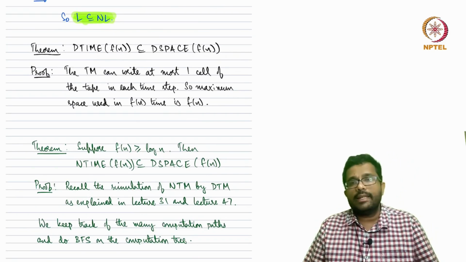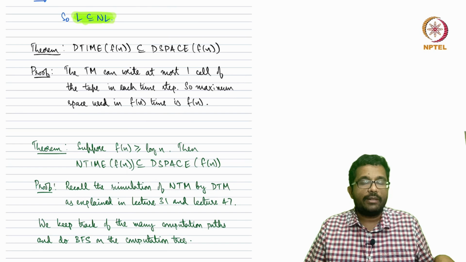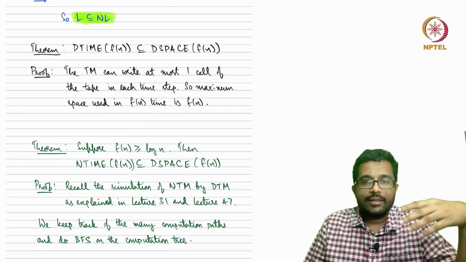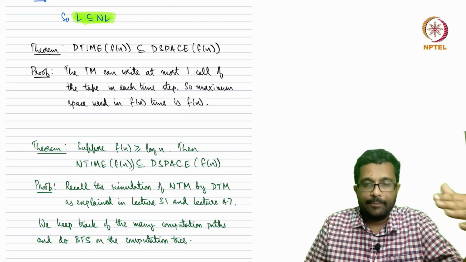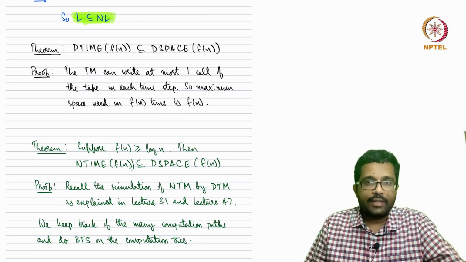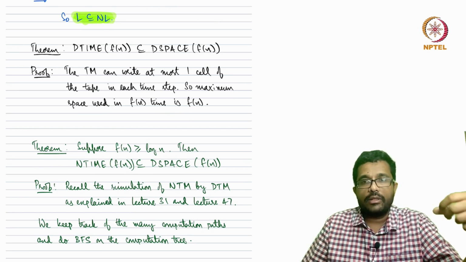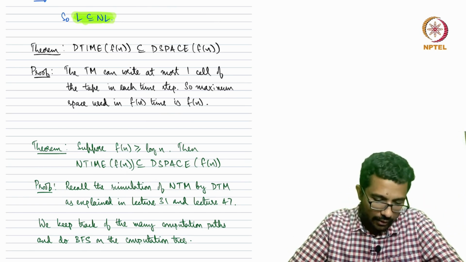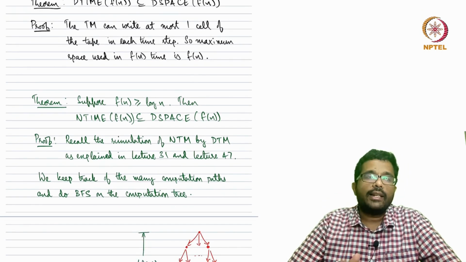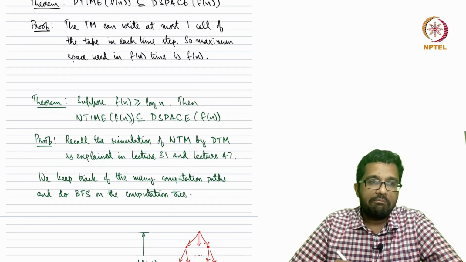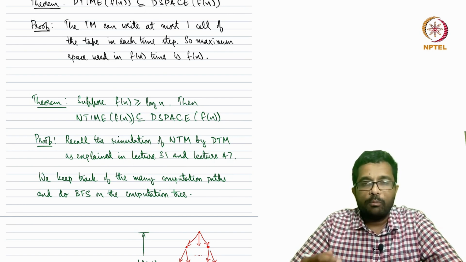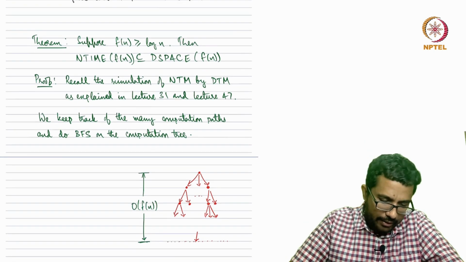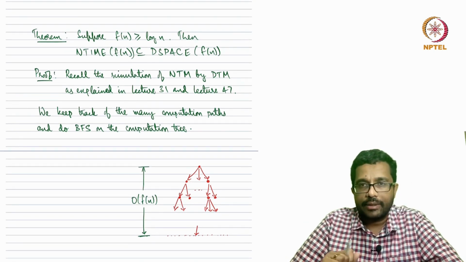If you remember, we simulated a non-deterministic time-bounded Turing machine by a deterministic time-bounded Turing machine, right? In lecture 31, while studying computability, we saw the simulation, and in lecture 47, when we studied time complexity, we actually calculated how much time it takes. So we said that anything that can be done in non-deterministic time f requires deterministic time 2 power order f or something like that, right? So let us just revisit that. The same approach works here.